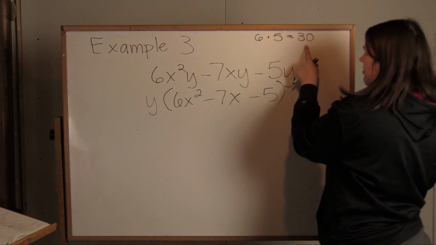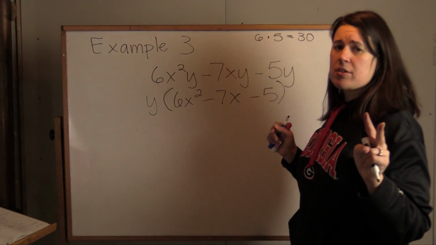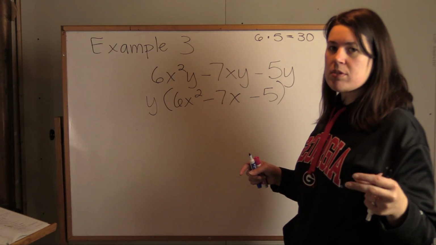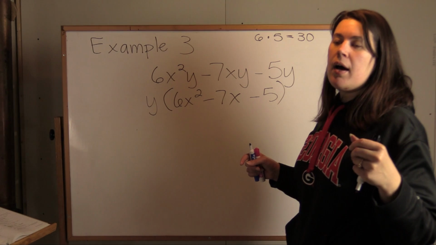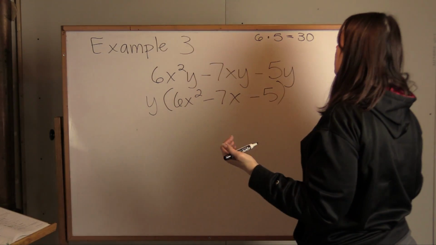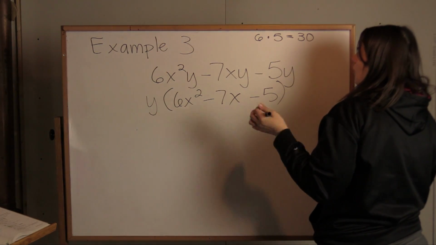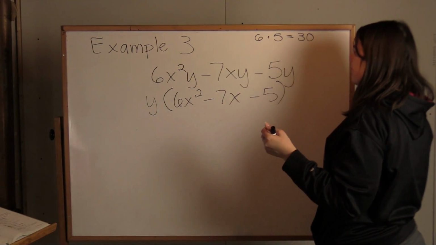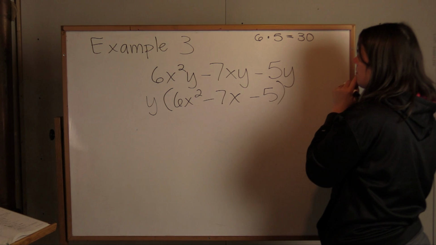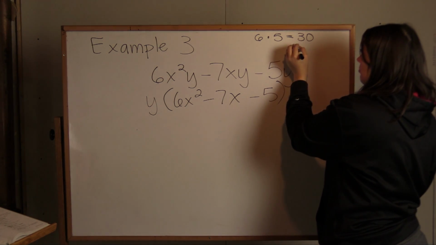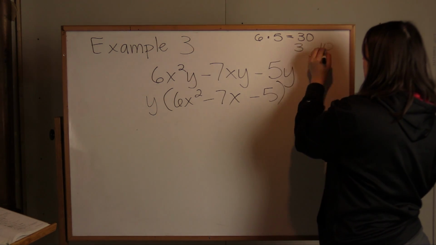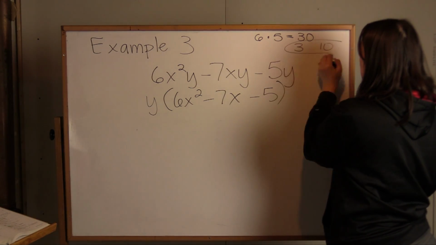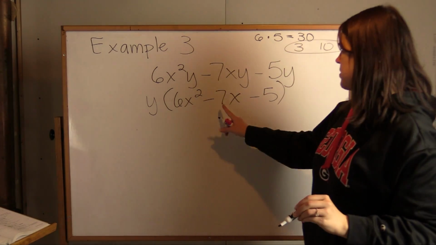So of my factors of 30, I need two factors that subtract to equal 7. And we'll determine what the signs on both of those numbers are once we figure out which ones we're working with. So I know 1 and 30, that's not going to work. 2 and 15, that's not going to be enough. 3 and 10. All right, it looks like 3 and 10 is going to give us a difference of 7.